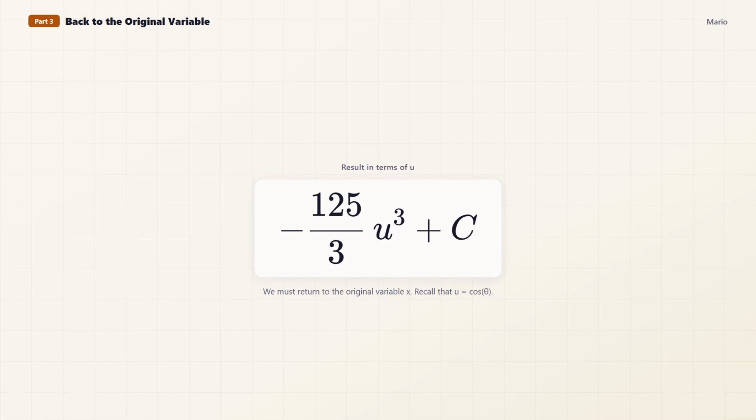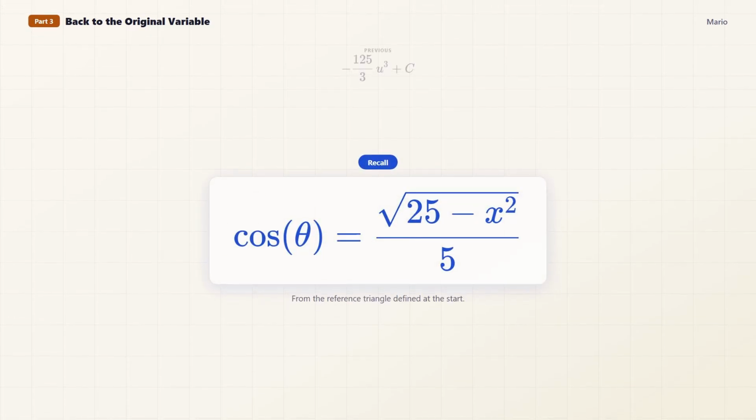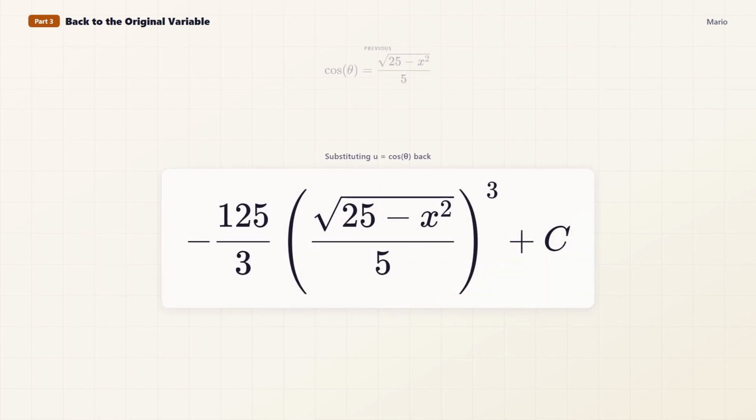Now we must substitute back to get the answer in terms of x. We recall from our reference triangle that cosine theta equals the square root of 25 minus x squared divided by 5. We replace u with cosine theta and cosine theta with its expression in x. This gives us negative 125 over 3 times the quantity square root of 25 minus x squared over 5, raised to the third power, plus c.